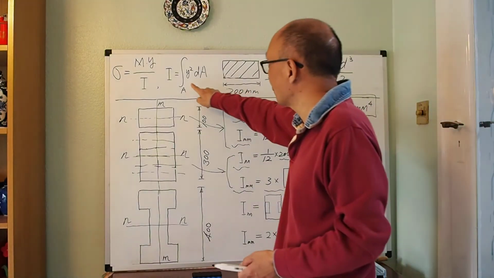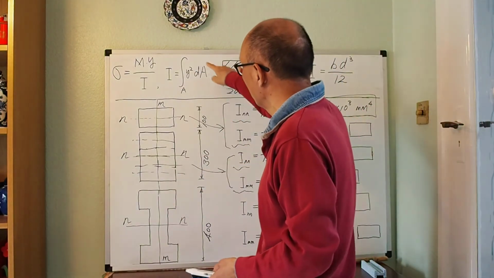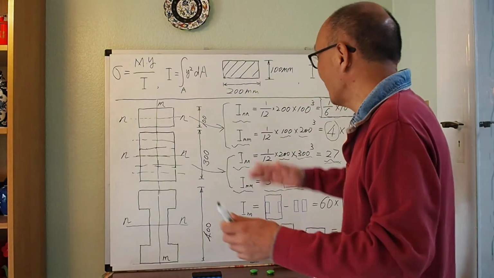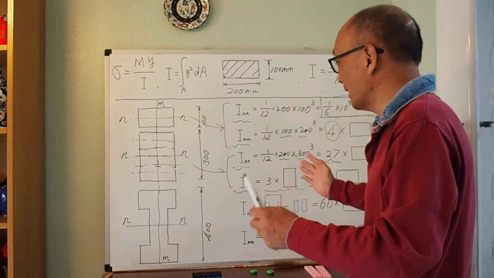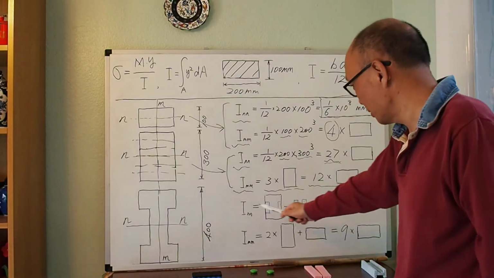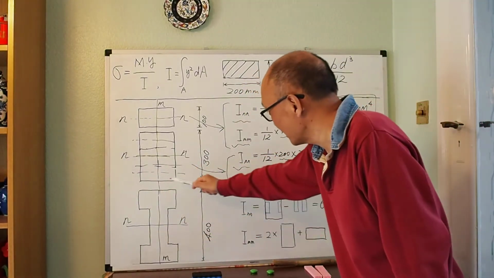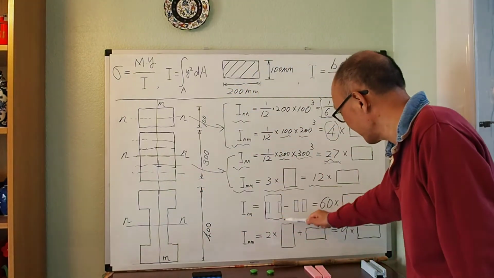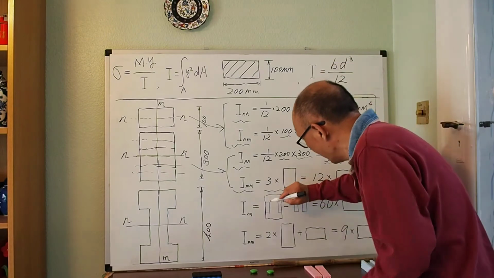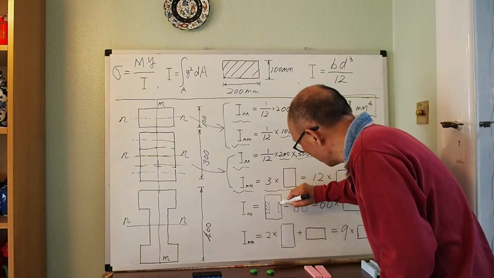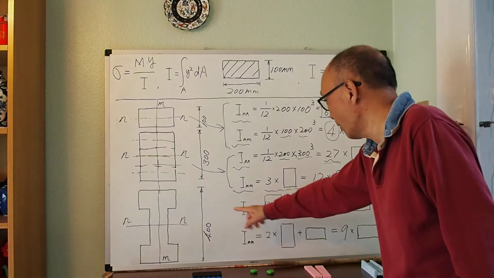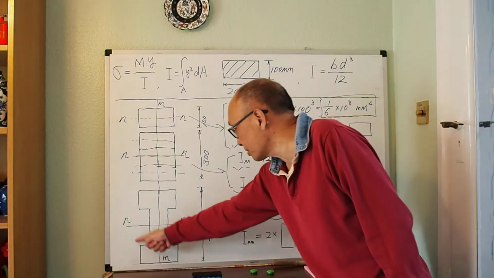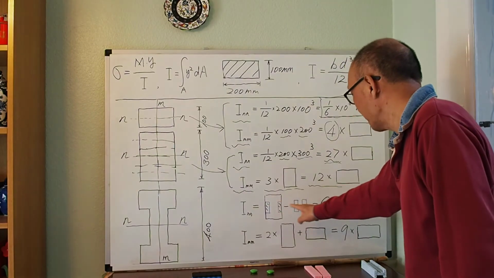So you can do this integration. You can calculate this by integrating. I'm not going to do that, but you can take a shortcut. You can argue that this section is the outside section minus take away these two bits. So the I of the whole of this I section is the I section of the outer box minus these two empty boxes there.